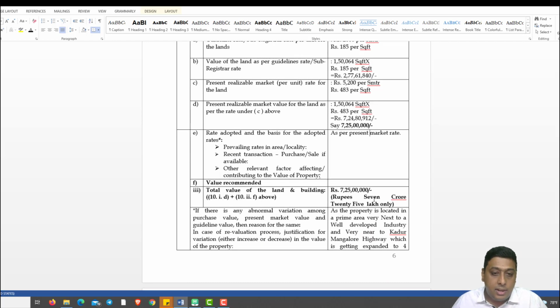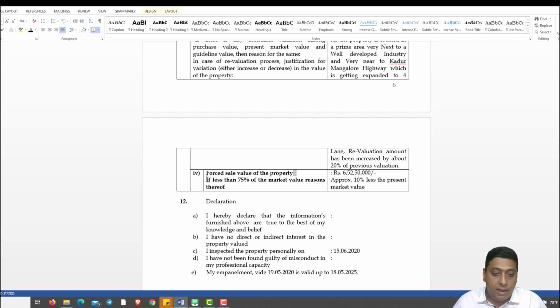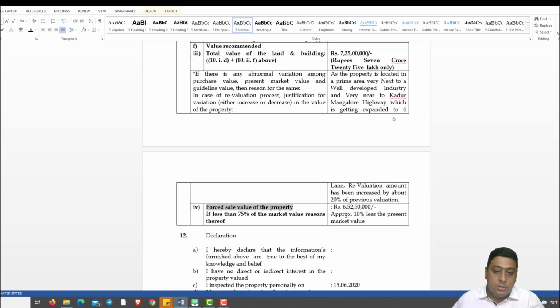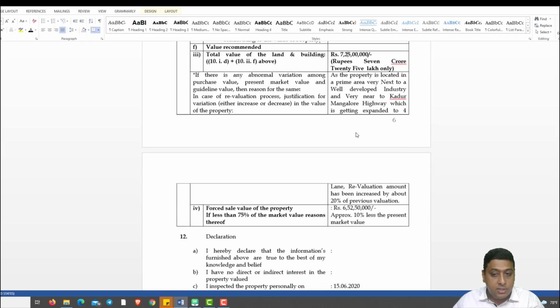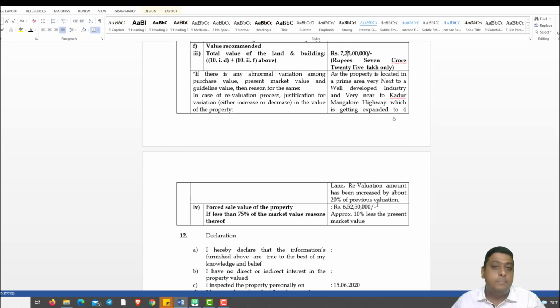There is something called forced sale value. Forced sale value means if, due to some circumstances, the person cannot pay the money, this is the maximum value the bank has to consider. This is the value of the property, 7 crore 25 lakh rupees. Still, we are going to reduce 10% out of that amount. So 6 crore 52 lakh is the value.